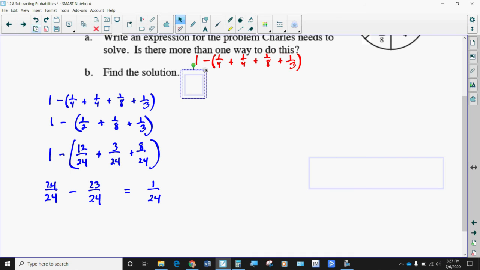So that missing section ends up being 1/20. Hey! What happened? Ends up being 1/24.